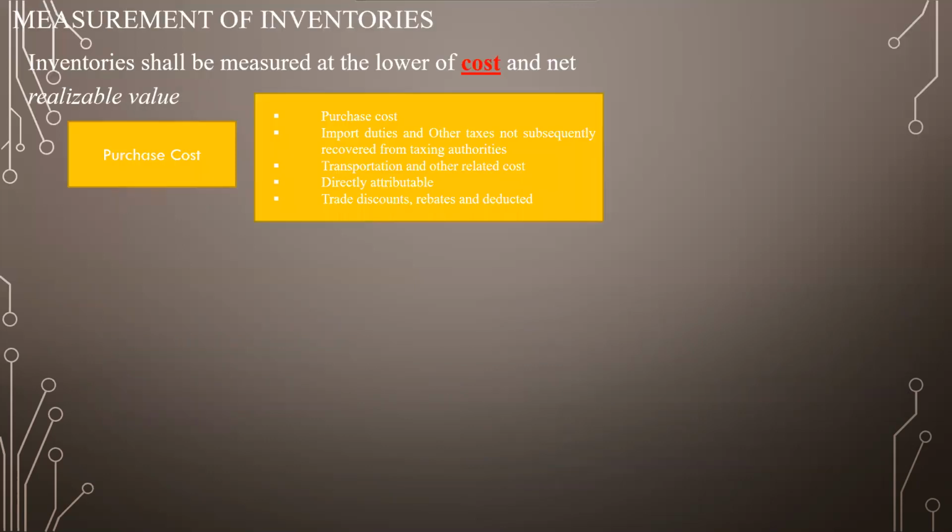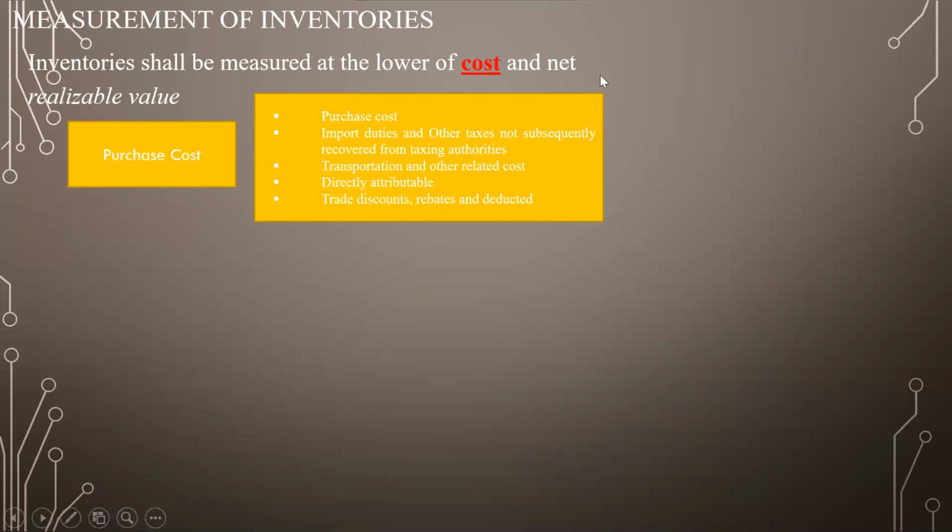Moving on, the whole crux of this standard is how the inventory has to be measured or valued. The general principle for the valuation of inventory is that it has to be measured at the lower of cost or net realizable value. Whichever is lower out of these two parameters should be the value of the inventory.